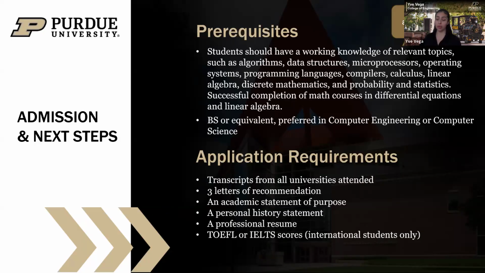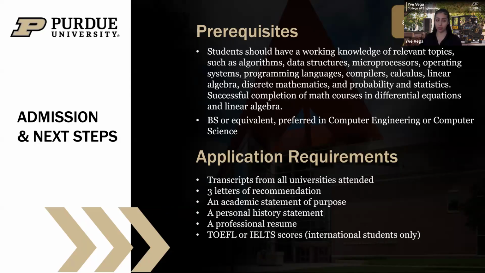We also ask that you come in with a compatible undergraduate degree. That usually means computer engineering or computer science. Those are our preferred background programs. But if you have any questions about your specific background and how that might fit with our admission requirements, you could always reach out to either Lynn or I via email, and we are happy to talk to you through that. Once you know that you have met all of our prerequisites, you will be submitting your application.